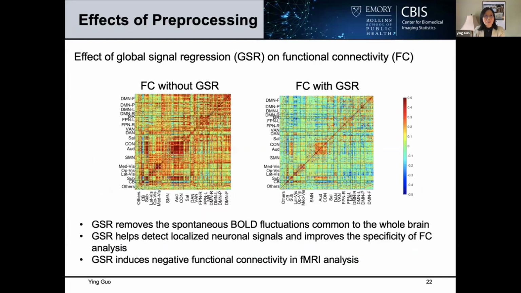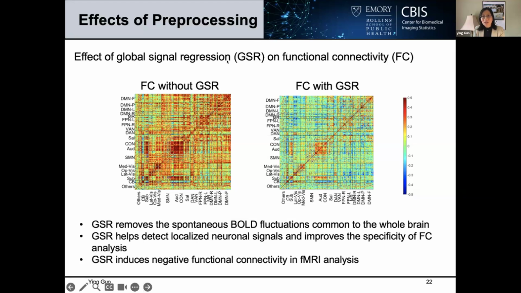So here I just want to use some results to highlight why pre-processing is very important in fMRI analysis, and it's something we should pay attention to. That is because it has a very profound effect on the imaging fMRI features we extract. Here we are looking at functional connectivity matrices estimated from the same subject's data. On the left one, we estimate the FC without doing global signal regression.